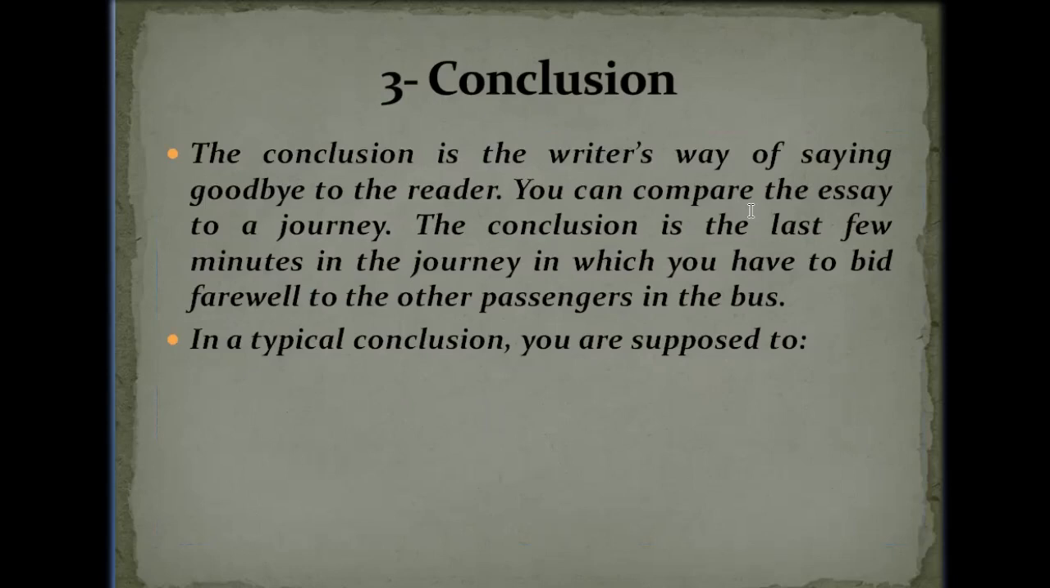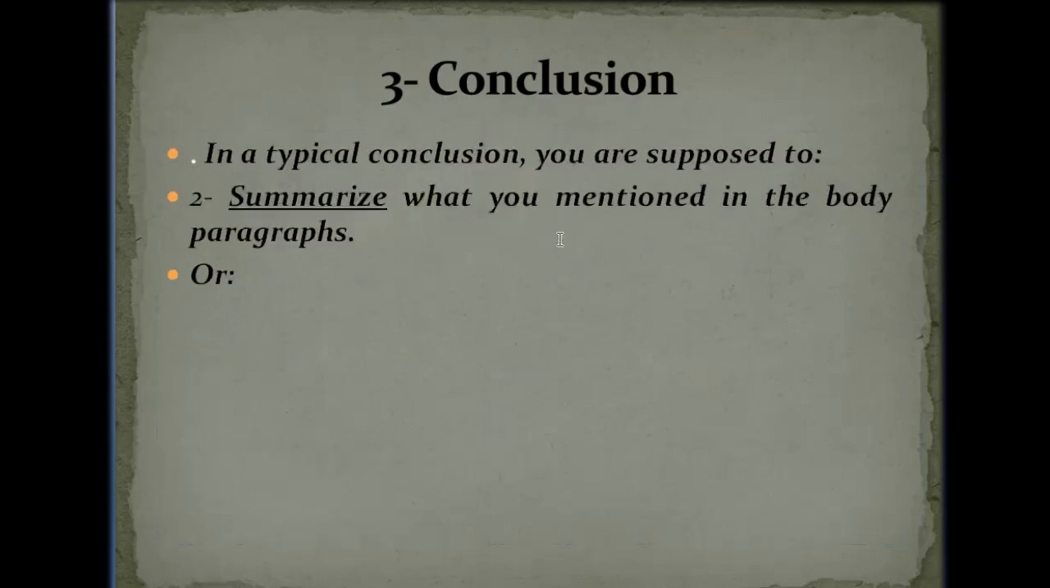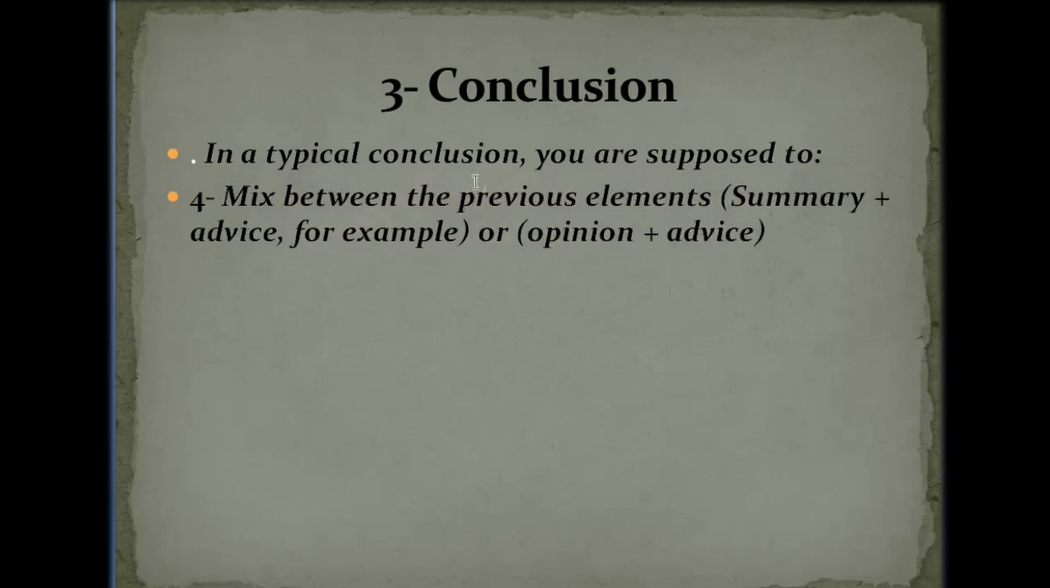In a typical conclusion, you're supposed to do what? You're supposed to provide some advice. Maybe you can do that. You can give some advice. You're supposed to summarize what you mentioned in the body paragraphs. Maybe you can summarize instead of providing some advice. Maybe you can provide your opinion. If you didn't have a chance to provide your opinion in the introduction or in the body paragraphs, you can provide it in the conclusion. Or finally, you can mix between all of these elements. For example, you can provide a summary plus advice or opinion plus advice. This is what you can do.